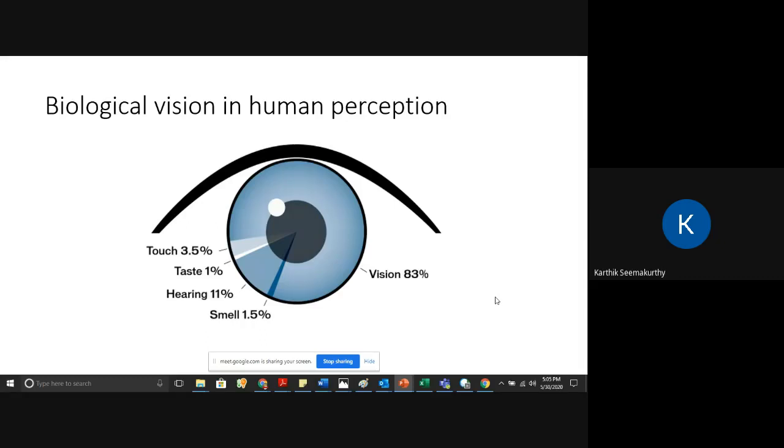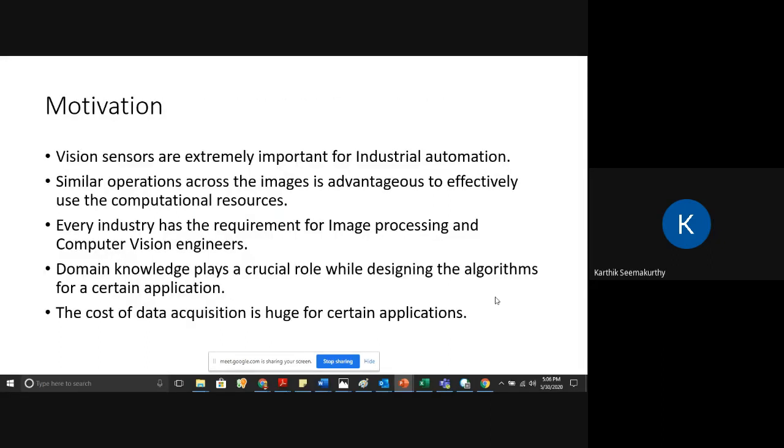As I said yesterday, vision plays a very important role in scene perception. When compared to the other senses like touch, taste, hearing, and smell, vision accounts for 83% of your perception of a scene. That's how important the vision sensors are. That's exactly the same reason why, for all the industrial automation tasks, vision sensors are extensively used.